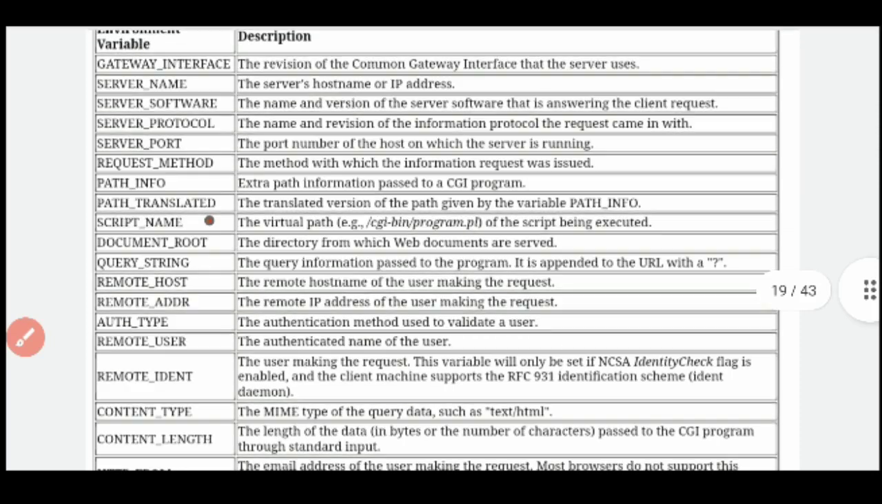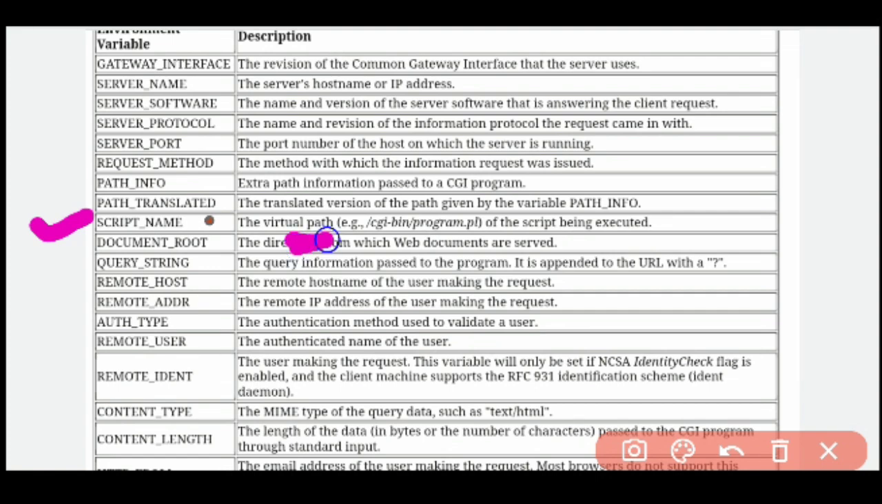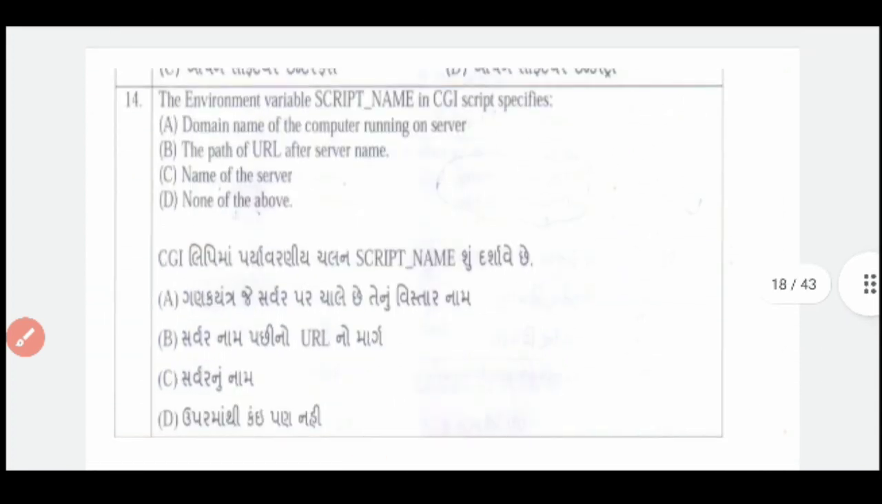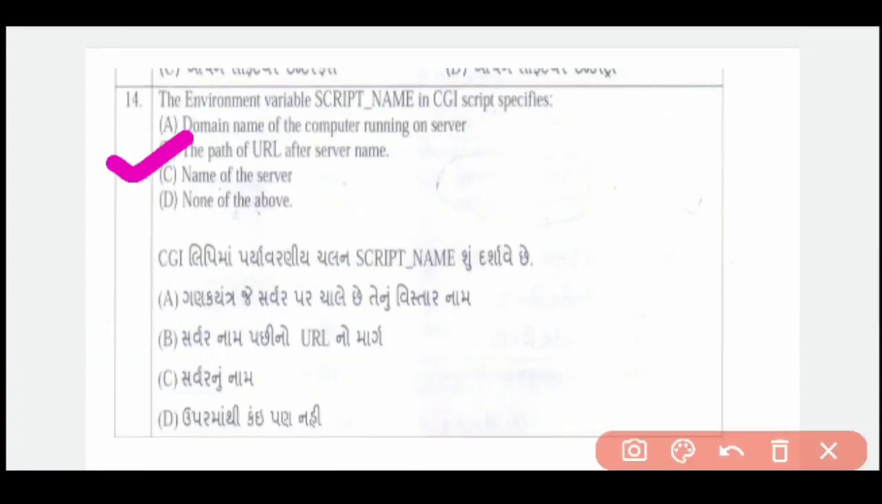We have some information about all the instructions. Here are all the instructions you want to check. Here we have script name, the virtual path of the script being executed, meaning the path information. And the answer is option B, the path of the URL after the server name.